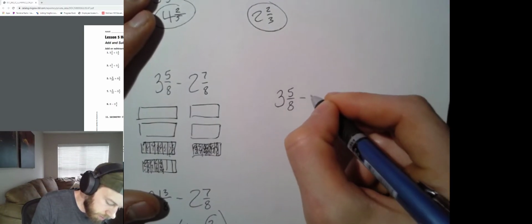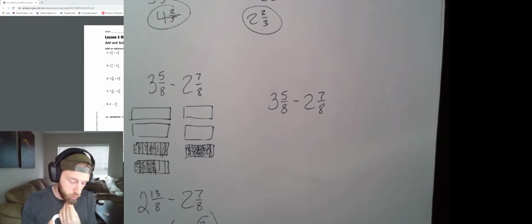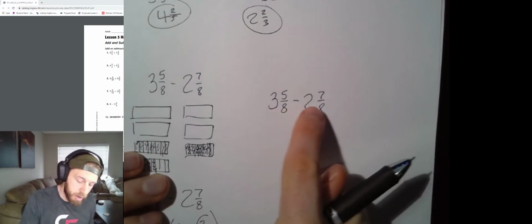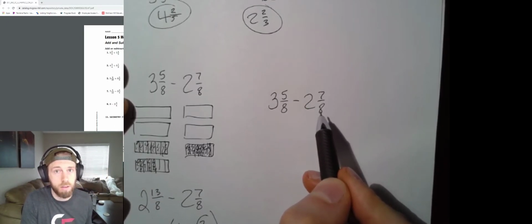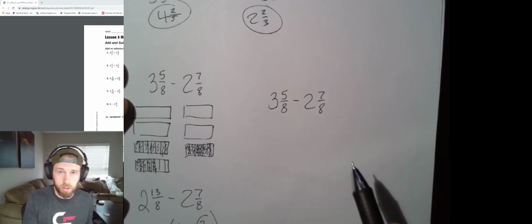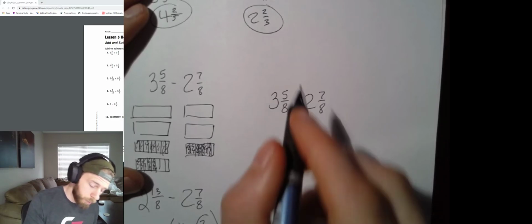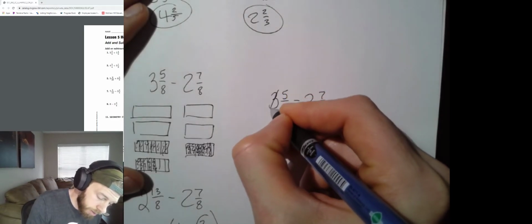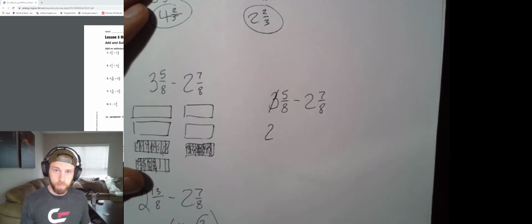3 and 5/8 minus 2 and 7/8. If I run into an issue where I've got to subtract, and I don't have enough to subtract from, because 5/8 minus 7/8 is not 2/8. Okay, 5 minus 7 is not 2. You're thinking backwards. What you should do is go ahead and borrow 1 from the whole number. Make that a 2. Just like we did over here.